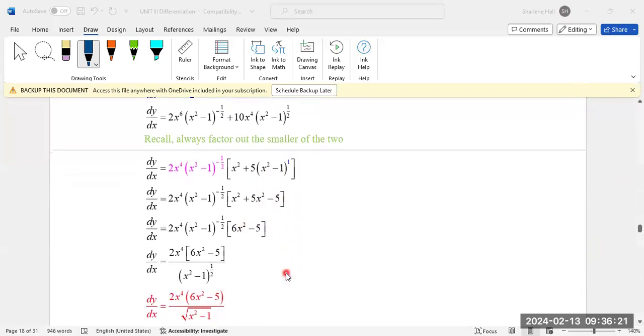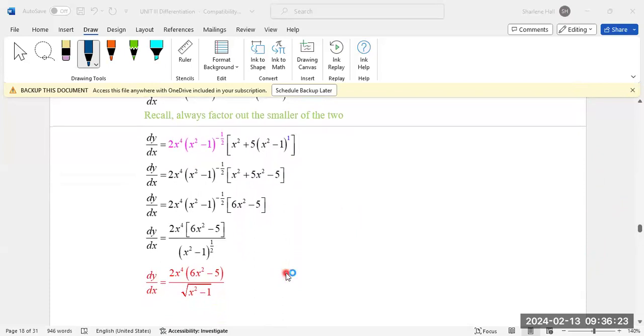And then what I'm going to do is, because this here is to the negative a half, I'm going to divide it by, put it in the denominator to give me a positive a half. Getting my positive a half there, I can convert it to the root of x squared minus 1. Are you with me right there?